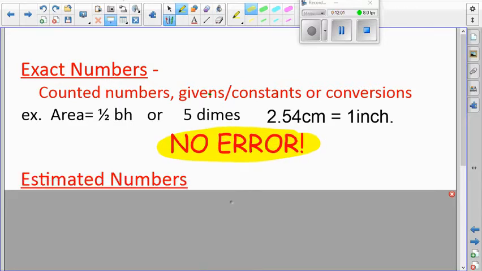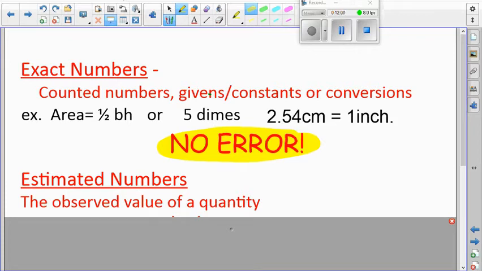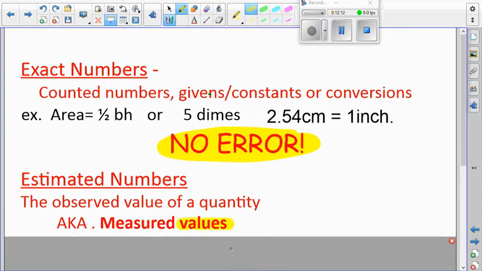However, whenever we're talking about estimated numbers, we're really referring to an observed value or quantity. And what I'll highlight here is what you should write down, aka measured values. So measured values are always estimated. This makes sense from last week.